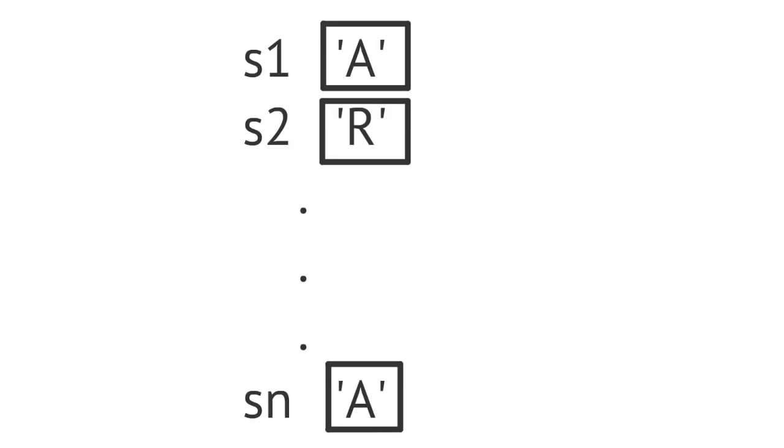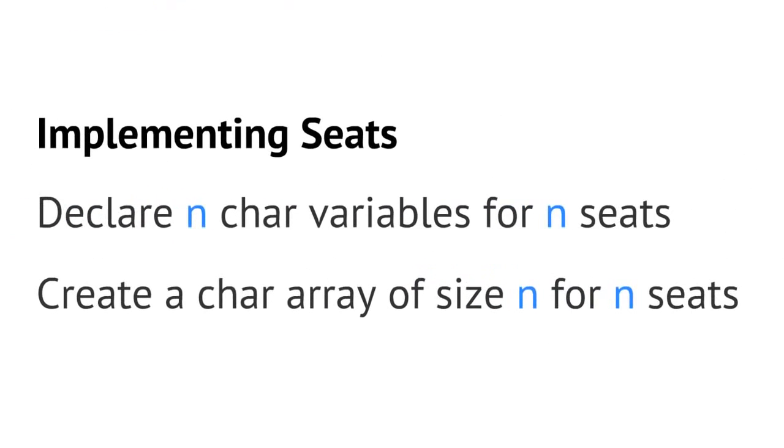If it is, we could output that to the user. If S2 was equal to A, we could output that to the user. So you could see how tedious this would be in the way that we've structured this data just by using variables. Now another thing that we could do is use a character array as opposed to using character variables.